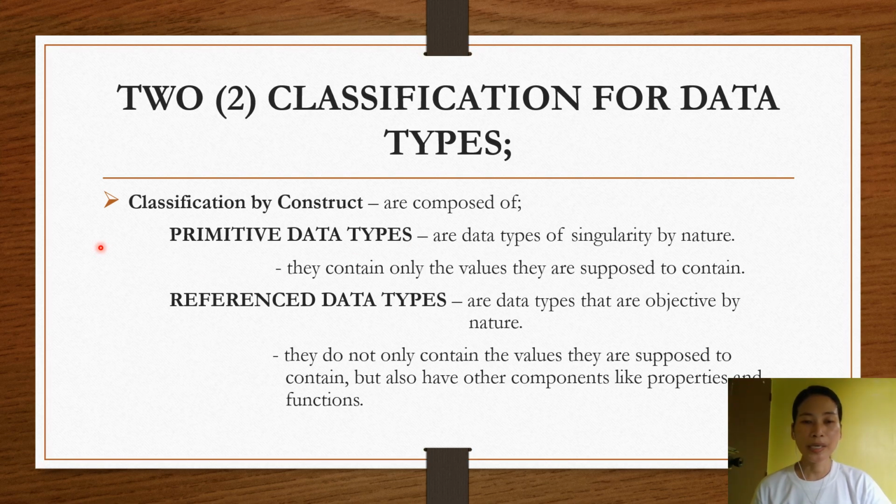Next is classification by construct. They are composed of primitive data types and reference data types. Primitive data types are data types of singularity by nature. They contain only the values they are supposed to contain, while reference data types are data types that are objective by nature. They do not only contain the values they are supposed to contain, but also have other components like properties and functions.